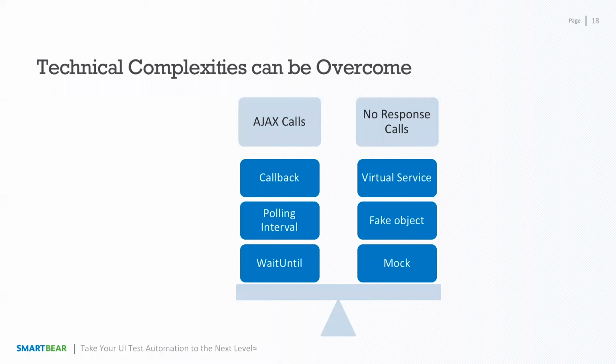I think there was a question you wanted to answer. Yeah, there was a quick question. So we're seeing a lot of terminology on this slide. On the left column, we've got AJAX calls, callback, polling interval, wait until. What is going on?